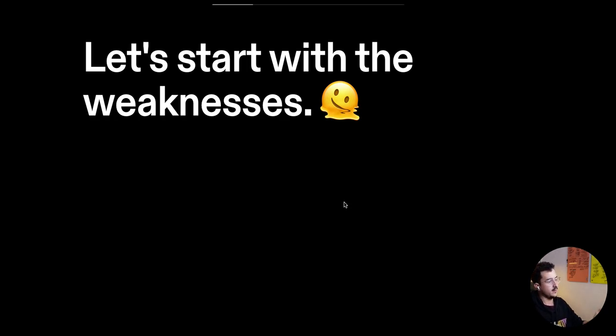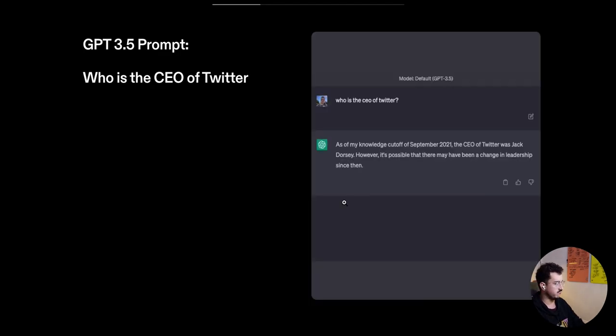Let's start with the weaknesses, right? I think it's good to start with the weaknesses of the model. So here's a GPT 3.5 prompt. Who is the CEO of Twitter? So as of my knowledge cutoff date, the CEO of Twitter is Jack Dorsey, right?